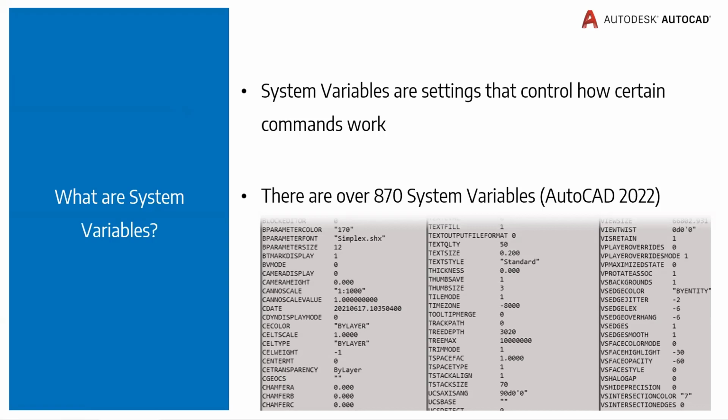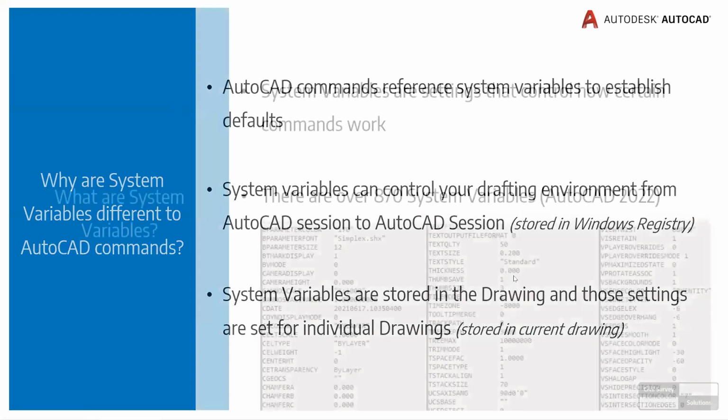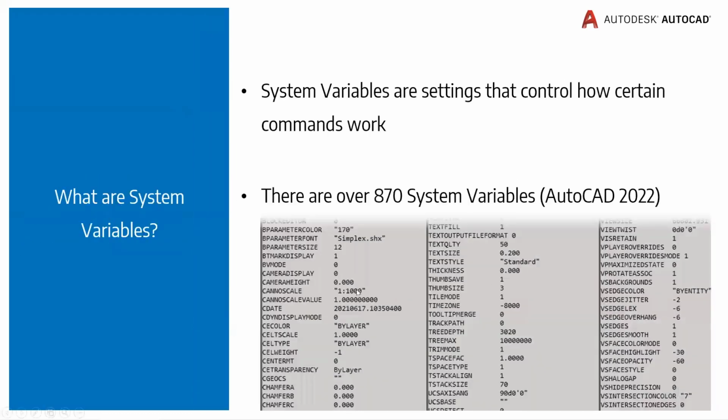That's a subcommand of the mirror command for the text. So there are all these little system variables that add little bits and pieces to your commands. You can see on screen at the moment, there are over 870 system variables in AutoCAD 2022, and many more if we go into Civil 3D or MAP or any of those.